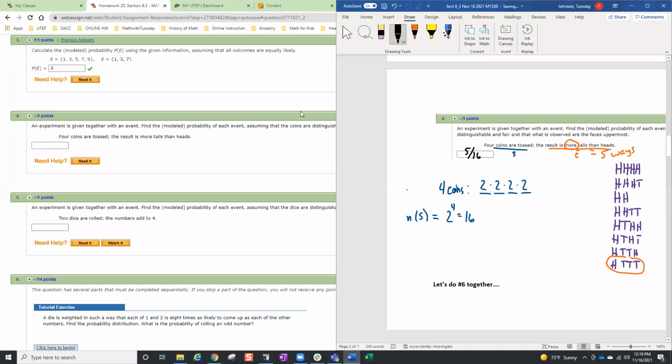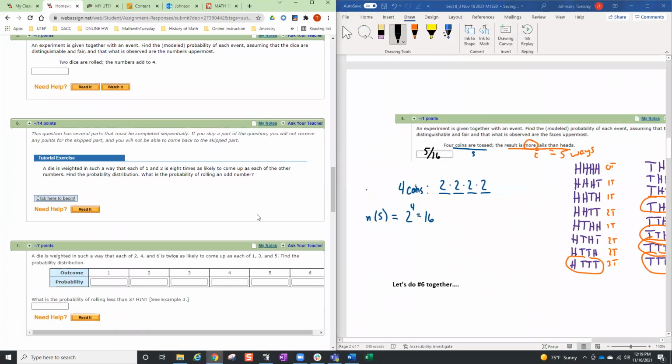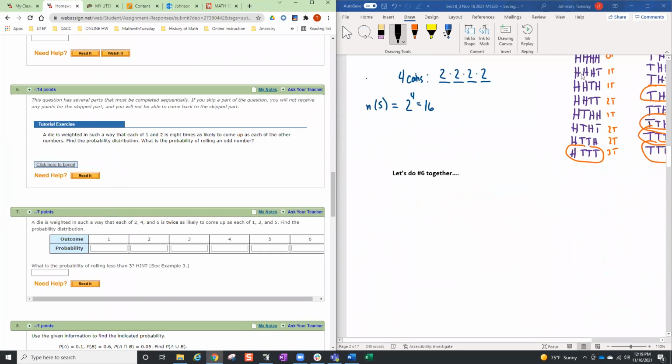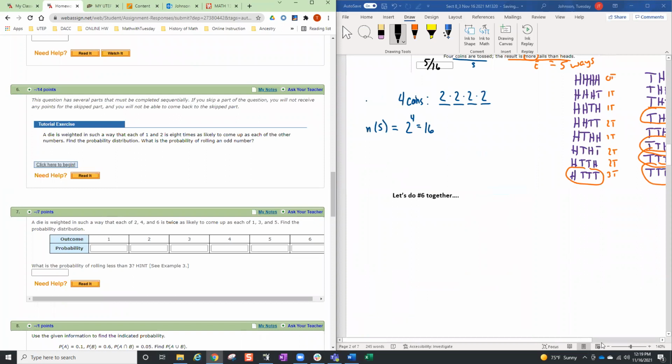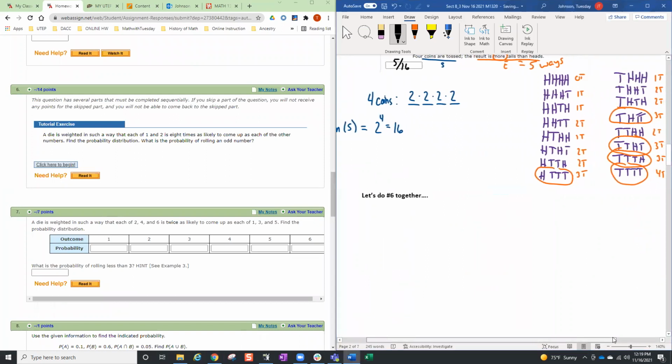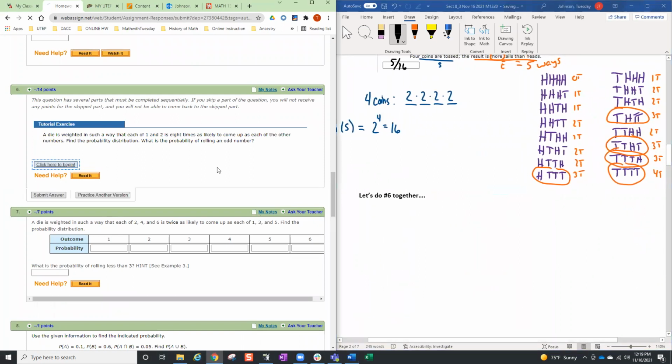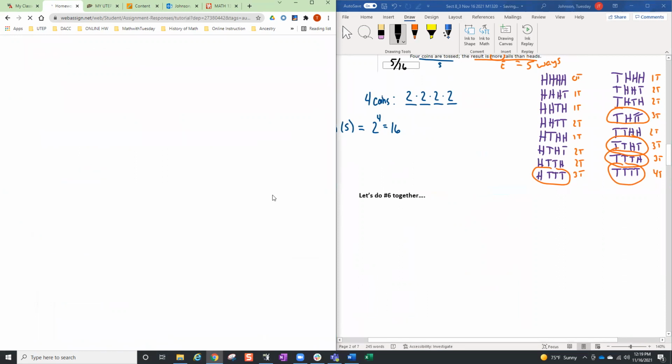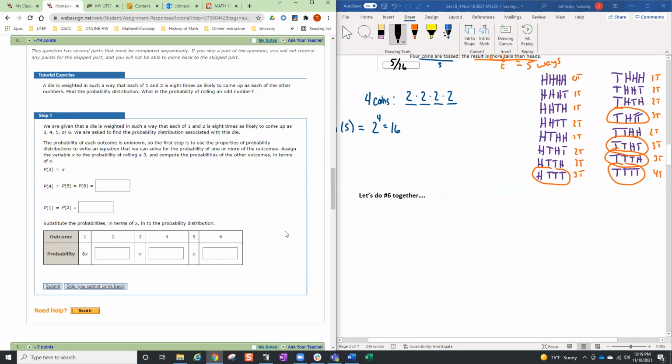Let's put number 6 up. All right, I'm gonna make that go away in case you're still writing and in case we need to look at this number 6 together. Tutorial exercise. And it's gonna lead us straight into number 7, which we're gonna do as well.